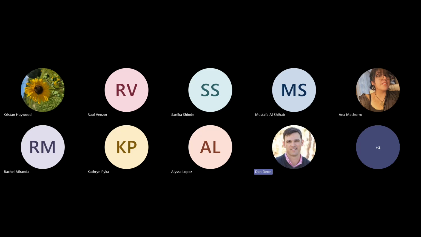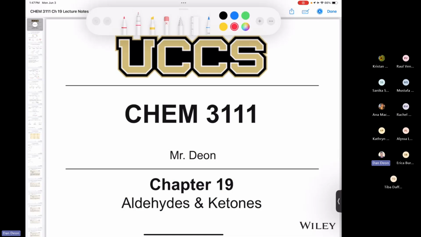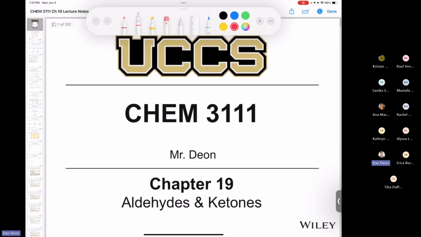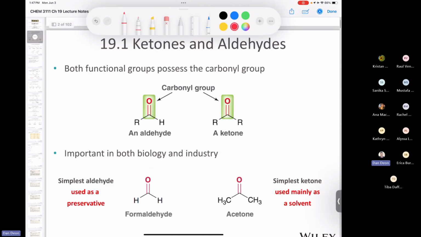All right, Chemistry 3111. Let's start chapter 19, which is the chapter on aldehydes and ketones. I know that you all know what an aldehyde is and what a ketone is by now. You certainly don't need my help with an aldehyde, which is where we have a carbonyl with one R group and one hydrogen, and then a ketone, which is a carbonyl that has two R groups, one on either side, like that. You guys know that really, really well.